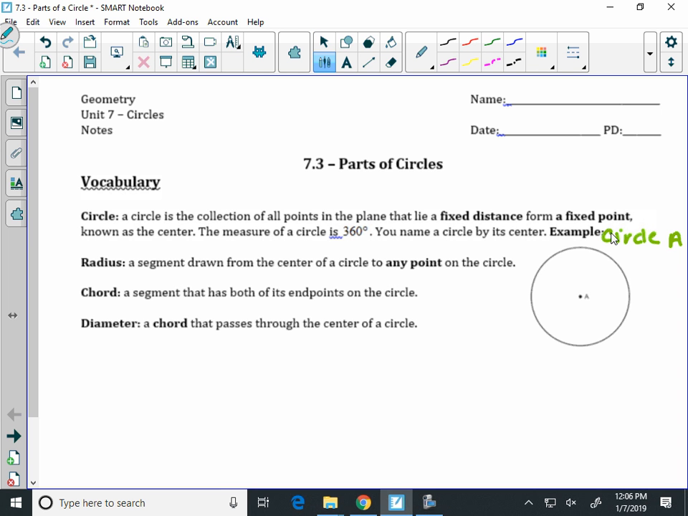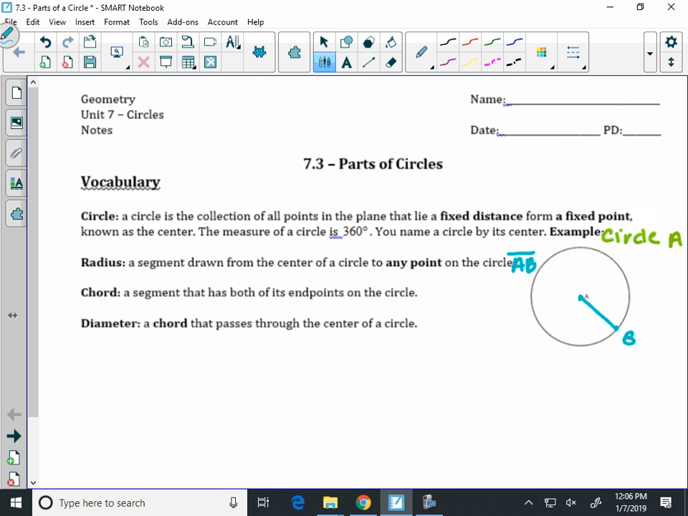Radius is a segment drawn from the center of a circle to any point on the circle. So if we start at the center and go somewhere on the edge, that is your radius. This segment right here, we'll call it AB, is your radius. It starts at the center, goes to the edge, halfway through your circle.